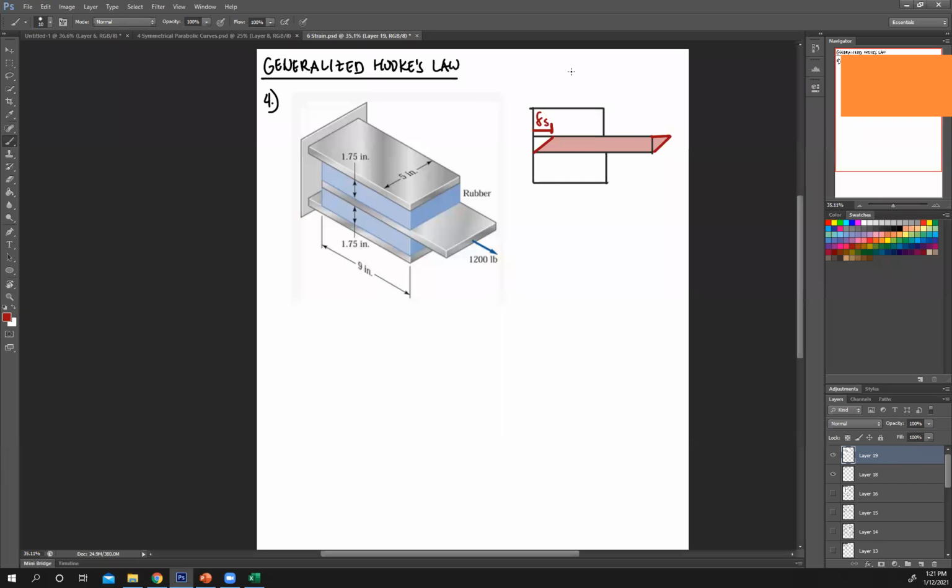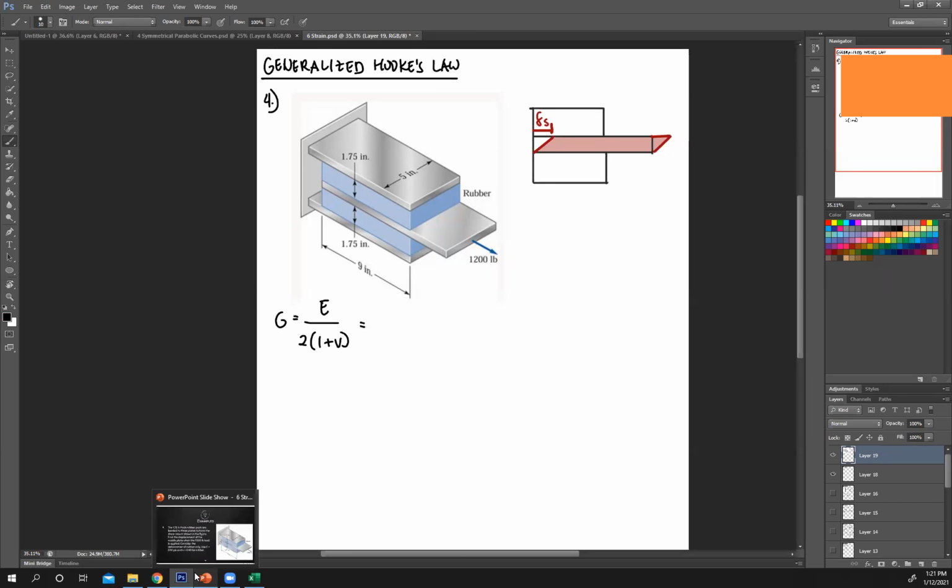Remember, to get sigma s, I need first to get shear strain. So to get shear strain, I think that was shear strain equals tau over G. And I don't know G. G is not given, so that's the first thing I need to solve for. So G, there's an equation for that. It's just E over 2 times 1 plus V.